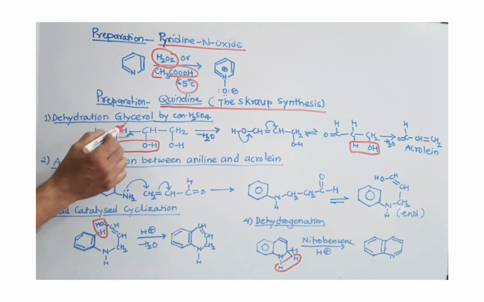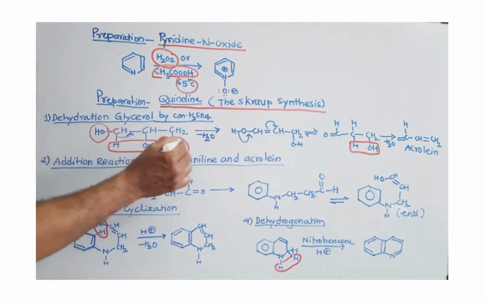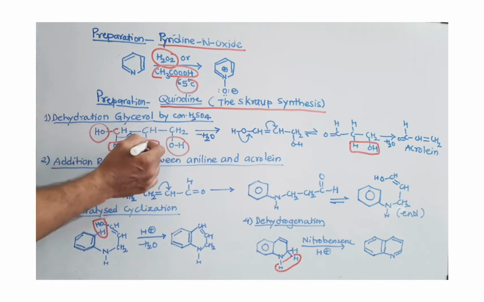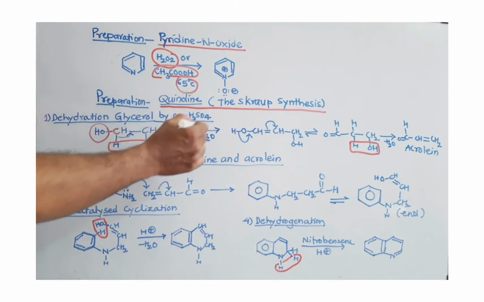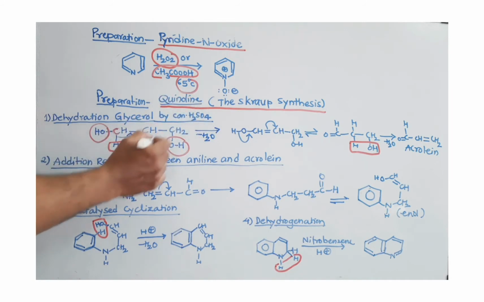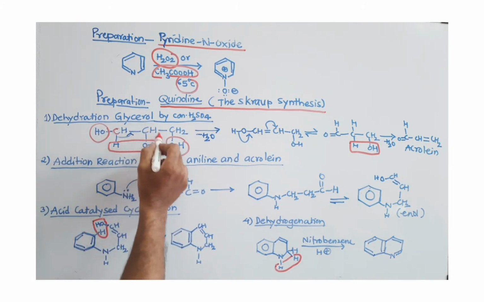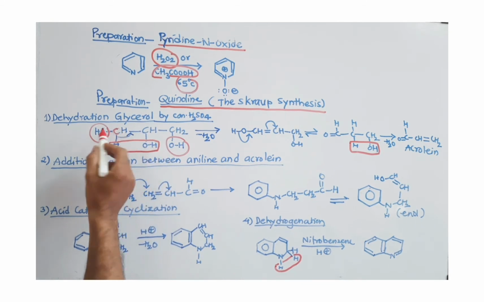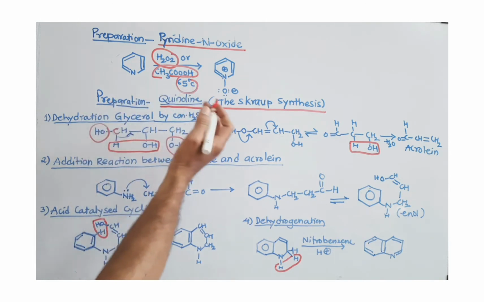Now see, in glycerol, the terminal OH groups are primary alcohols, CH2OH, and the middle one is a secondary alcohol. Now, all of you know that a secondary alcohol can undergo dehydration more easily as compared to a primary alcohol. So you have to start dehydration at the secondary alcohol. So OH from this middle carbon and H from either this carbon or that carbon. You can take any one. I have selected this one, you can even select that one.